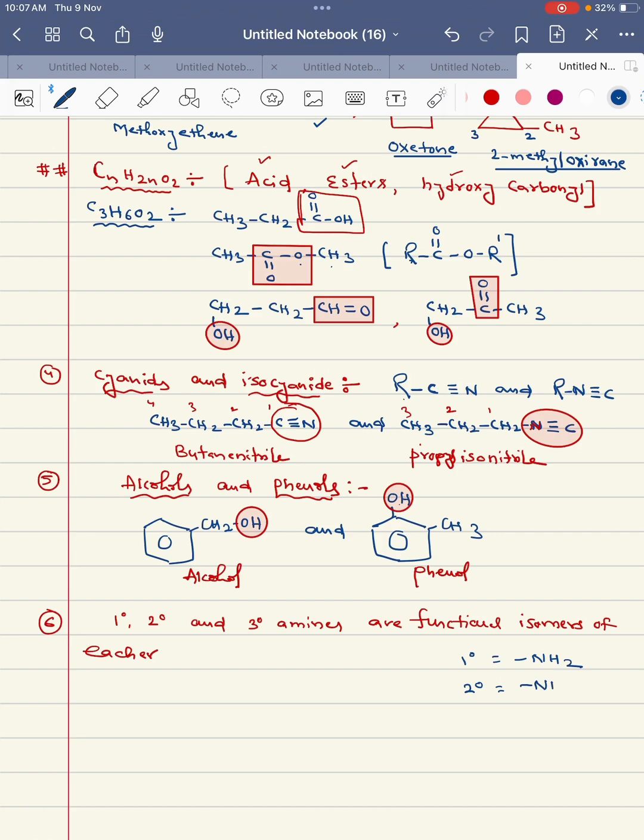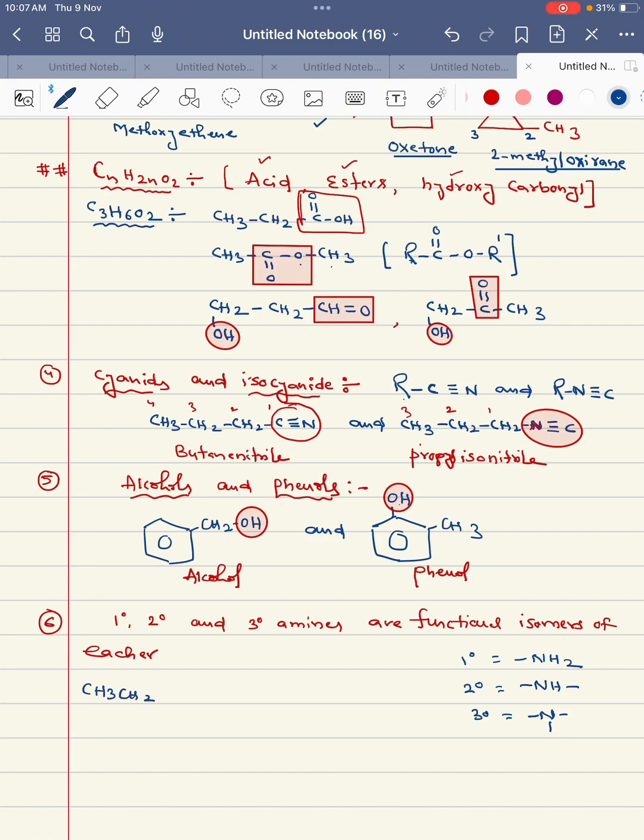Next, the 2 degree amine is there, and then the 3 degree amine. So for 1 degree, NH2 will come; for 2 degree, NH; for 3 degree, only N will come. 1 degree, 2 degree, 3 degree amines are functional isomers of each other. We will move on to an example.